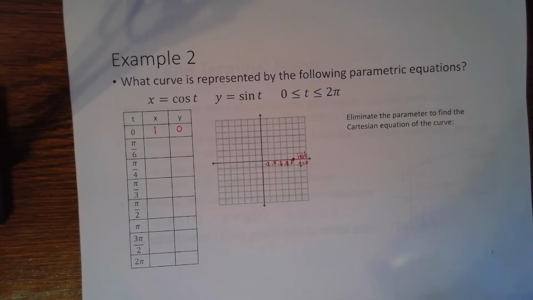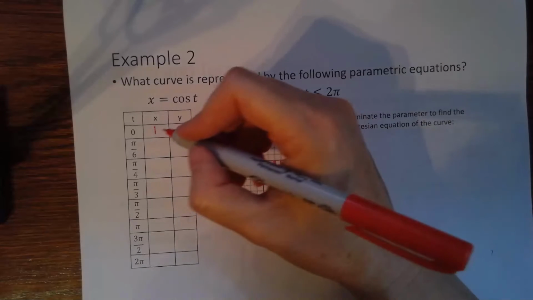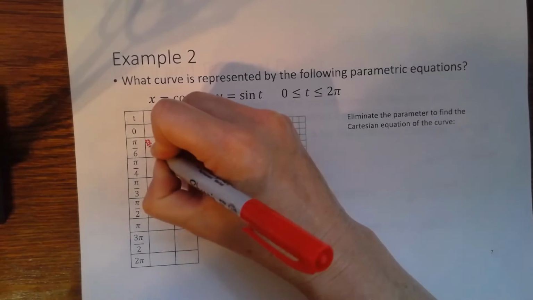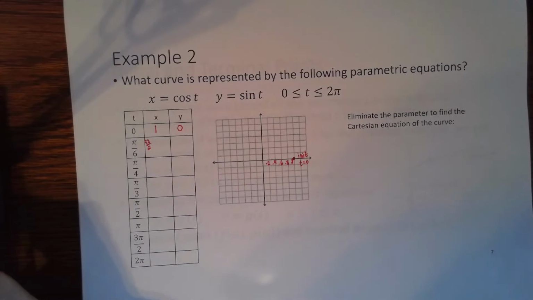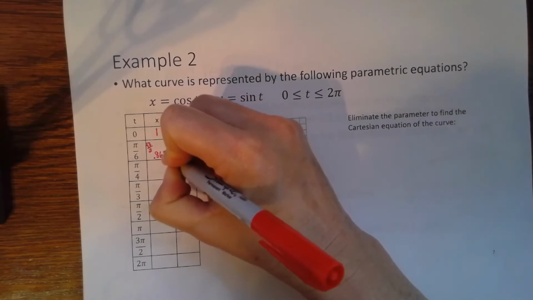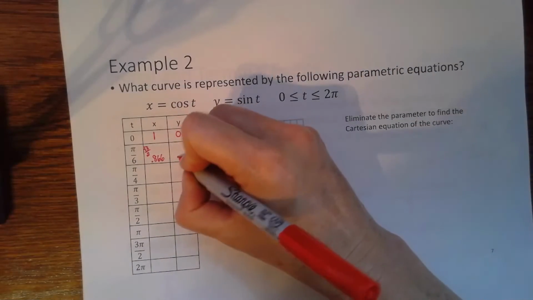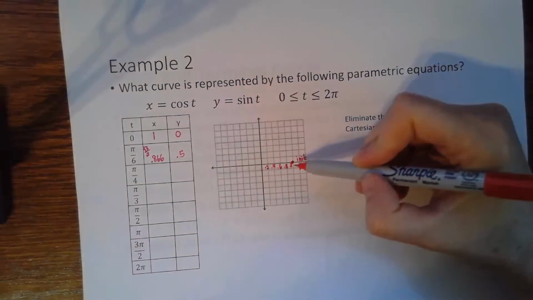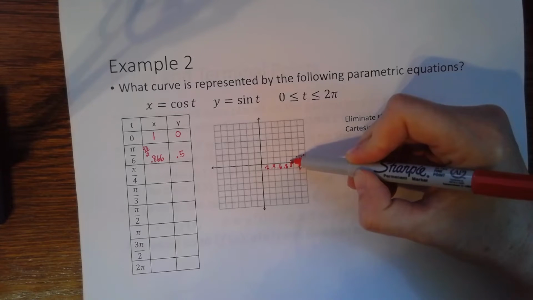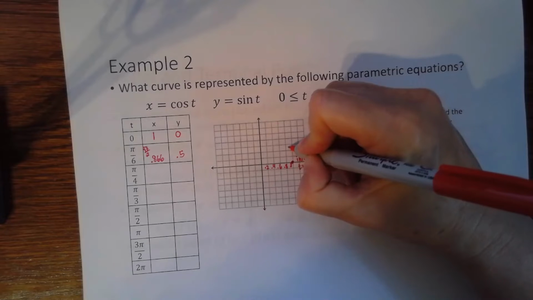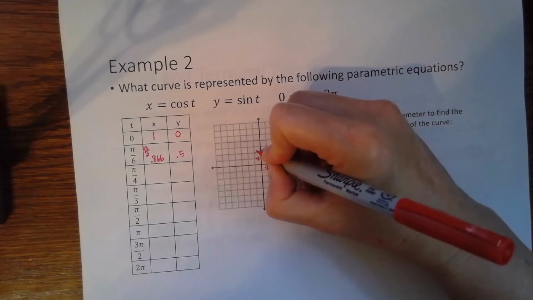Then if we move on to pi over 6, the cosine of pi over 6 is square root of 3 over 2. If we want to plot that, which is a little bit tricky, it's nice to have a decimal approximation of that. Our decimal approximation of that value is about 0.866. And then the sine of pi over 6 is a half, that's 0.5. So if I go 0.866, that's about here, and 0.5, that's 2/4, that's about right here. Let me mark these as well.